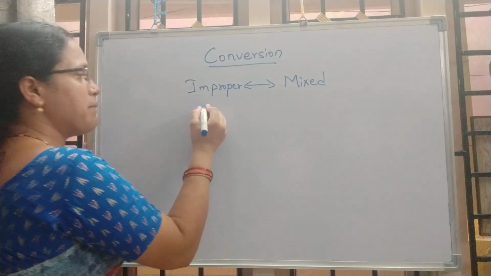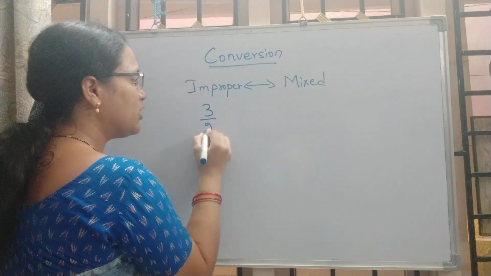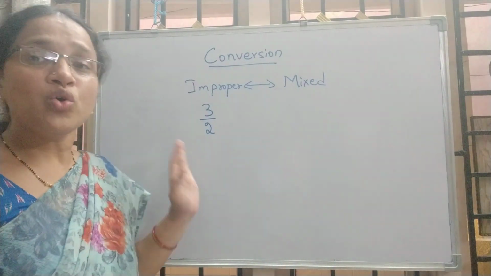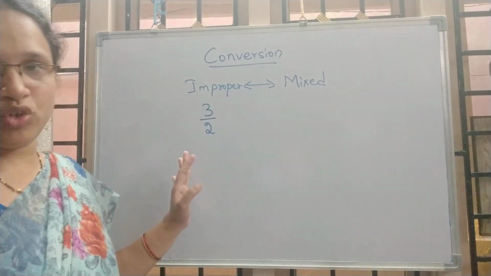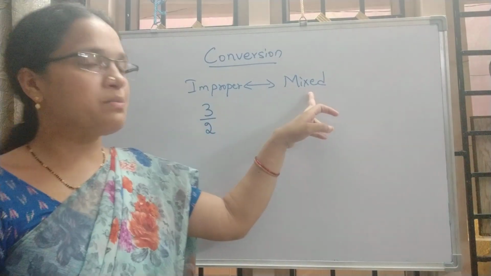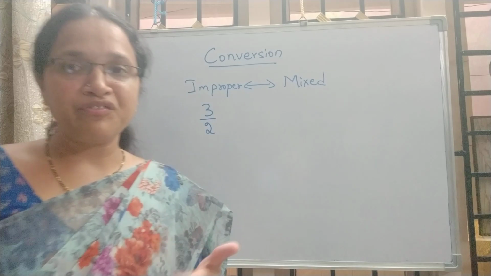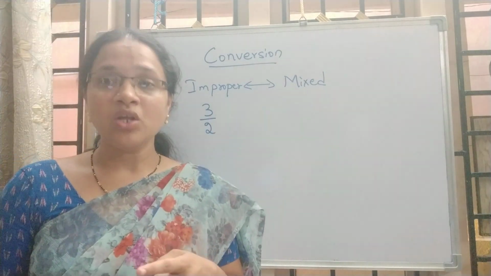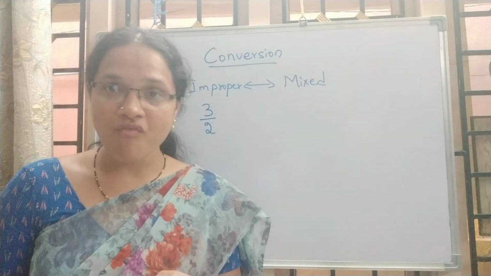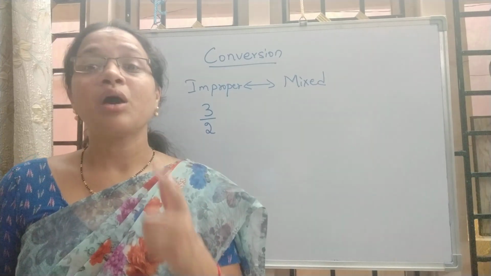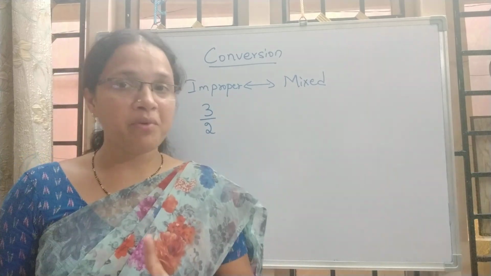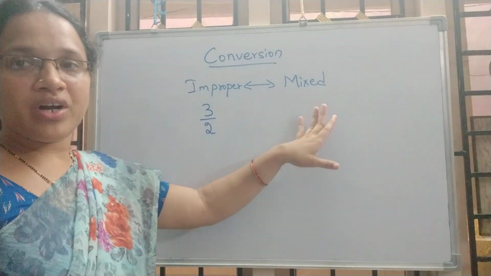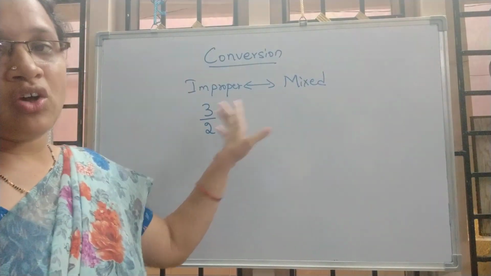Now let us take one example, 3 by 2. Is the numerator greater than the denominator? Yes, children? Yes. So 3 by 2. How to convert this? That we have to know. This is called conversion. Next, mixed fraction. Let us recall the definition of the mixed fraction. The definition of a mixed fraction is a fraction which has a combination of a whole number and a proper fraction. Not an improper fraction, but a proper fraction. Okay, so how to convert? Now did you understand this? Yes, so we have recalled the definitions.